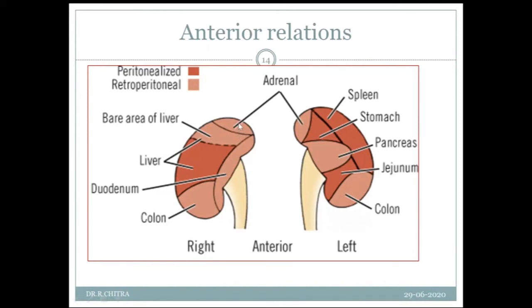Suprarenal area includes the upper pole and also the upper part of the medial border of the kidney, and it is related to the right suprarenal gland. Then opposite the hilum of the right kidney, what part of the duodenum is related? Second part of the duodenum. It is related to the posterior surface of the second part of the duodenum.